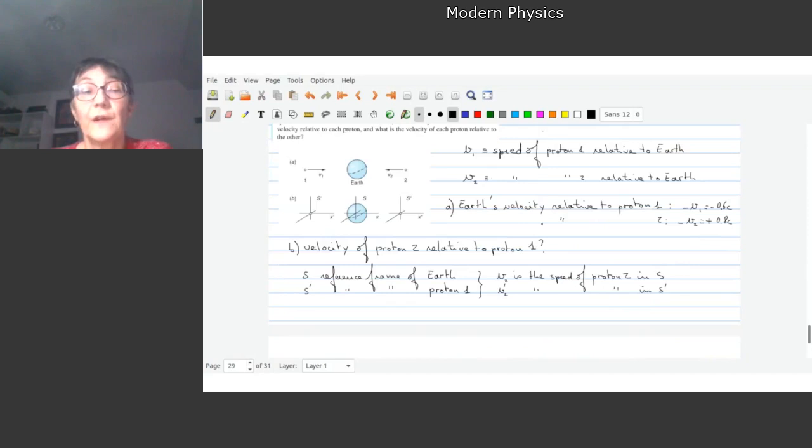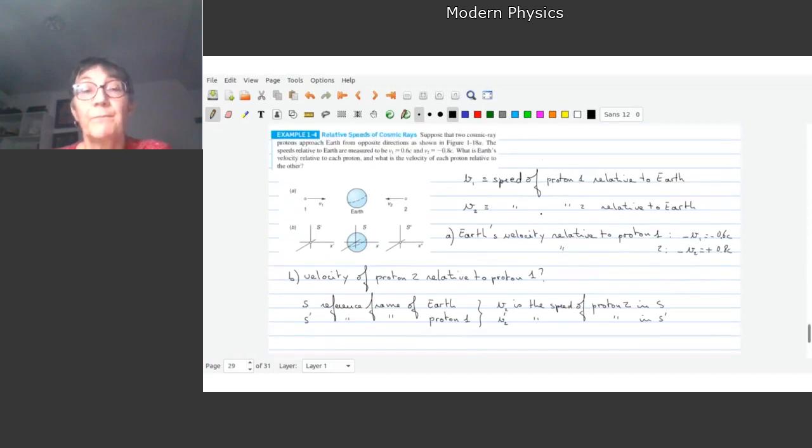Let me see, we can do that. I think this is an interesting example. It's not only an application, it is the following. This is an example from Tipler, I think. You have cosmic rays, and you suppose that two cosmic ray protons, cosmic rays being something in the cosmos, so there are a lot of particles. We already saw the muons, and this is a proton. We have two protons approaching Earth from opposite directions, as shown in the figure here.